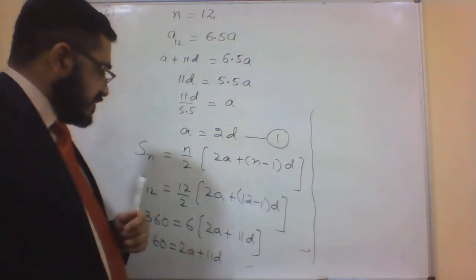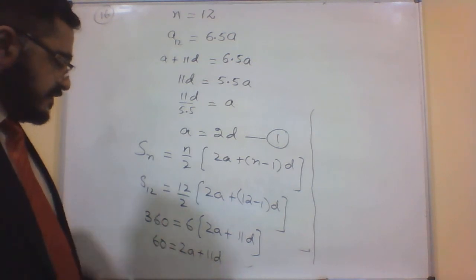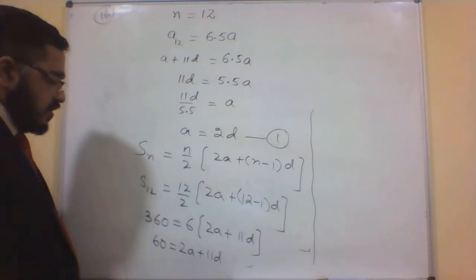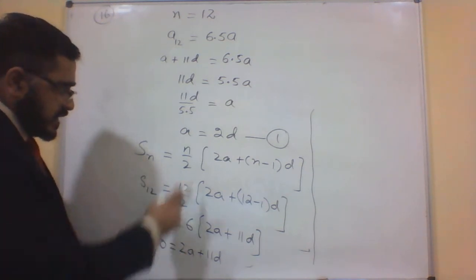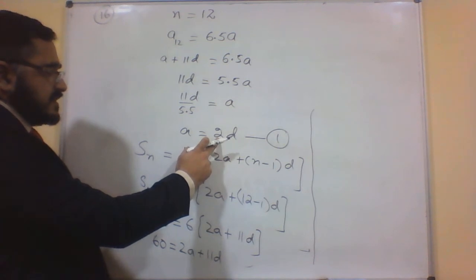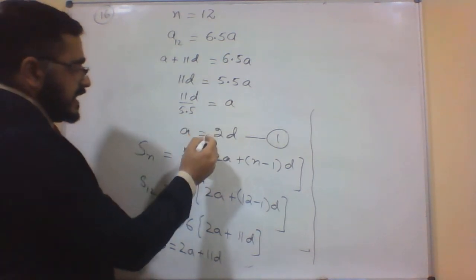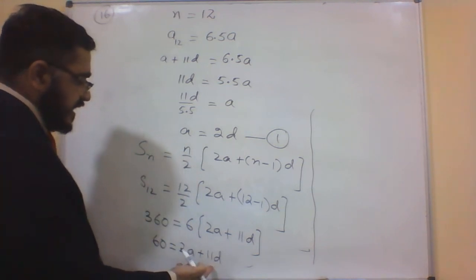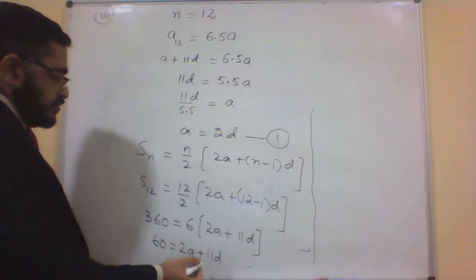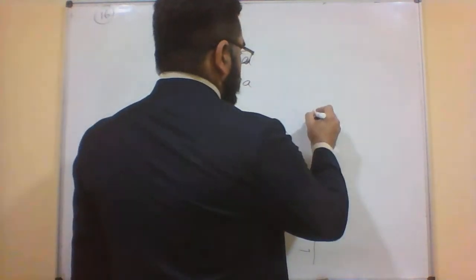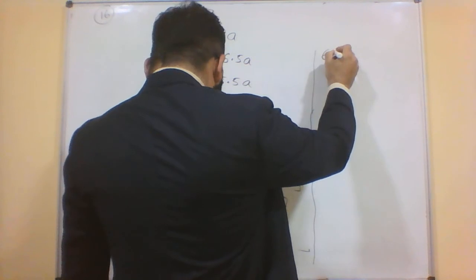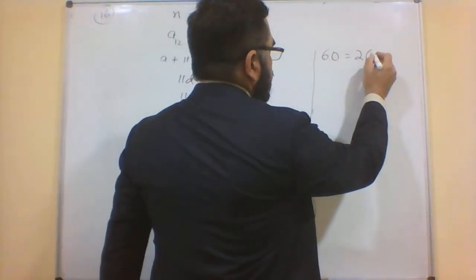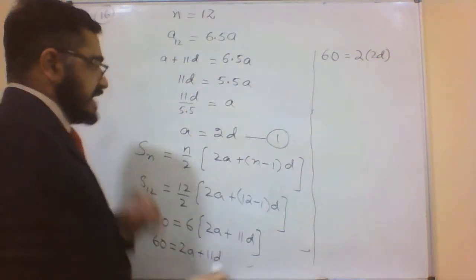As we need the value of A, meaning the first sector, how can we get the value of A? If we use this D from equation 1, we can take D is equal to A divided by 2. We can substitute here. Okay, D is equal to A divided by 2, or A is equal to 2D, we are taking here. Then also we can do: 60 is equal to 2 into A, A is 2D, plus 11D.